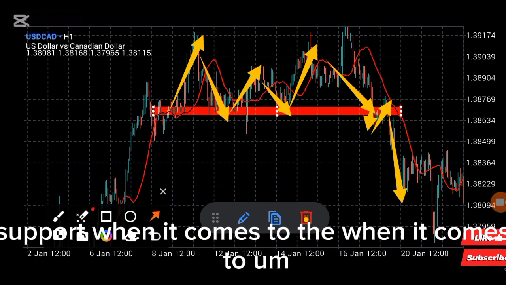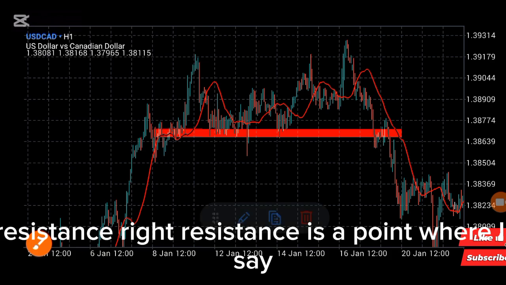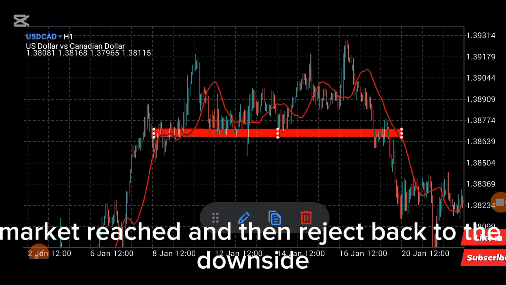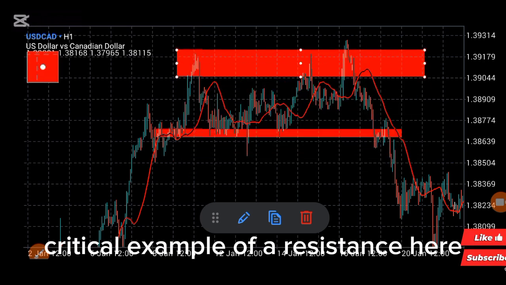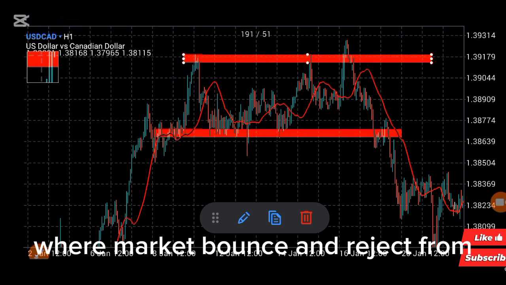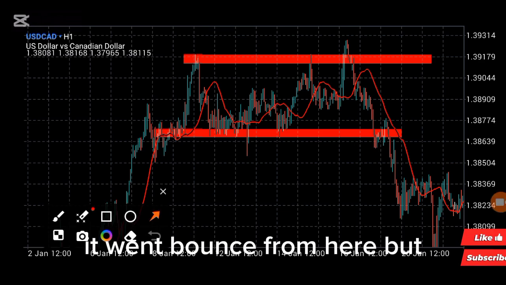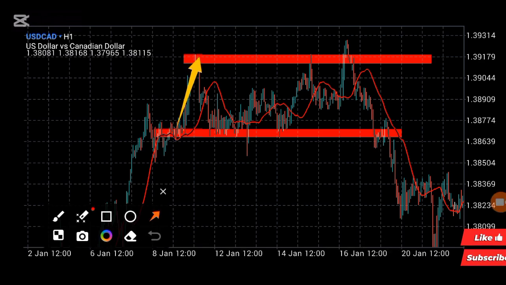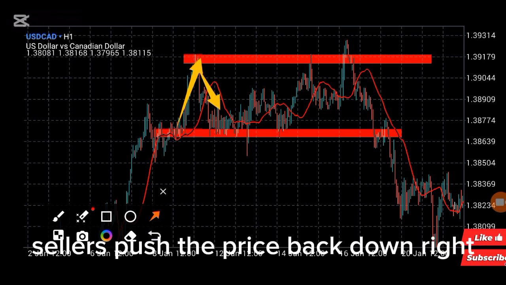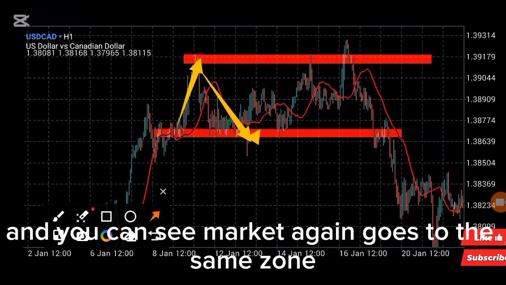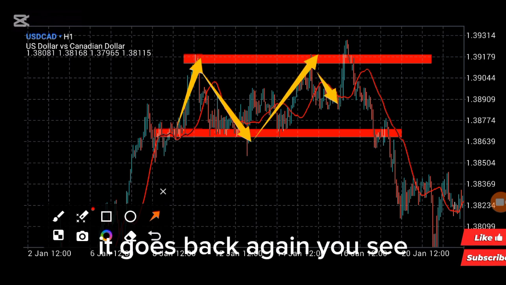When it comes to resistance, right? Resistance is a point where the market reaches and then rejects back to the downside. So this is a typical example of a resistance here, where the market bounced and was rejected. You can see from this point here, it bounced from here, but from the resistance zone, sellers pushed the price back down, right?